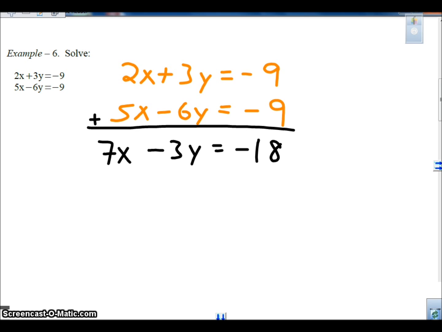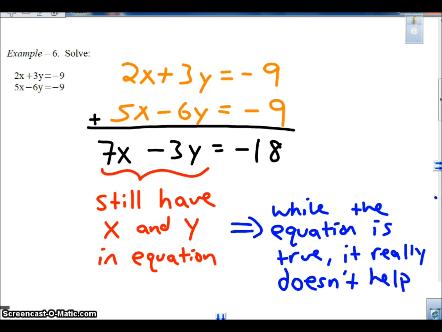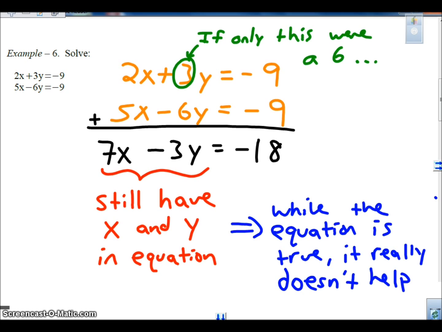And so if you stop and think for a moment, you might come to this realization. If only this 3 were a 6, everything would have worked out great. We would have had 6y minus 6y, and the y's would have been canceled out. And that's exactly what helped us in the last example. And so instead of wishing for this, let's make it happen.